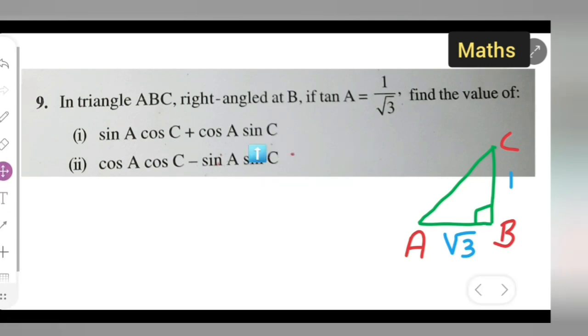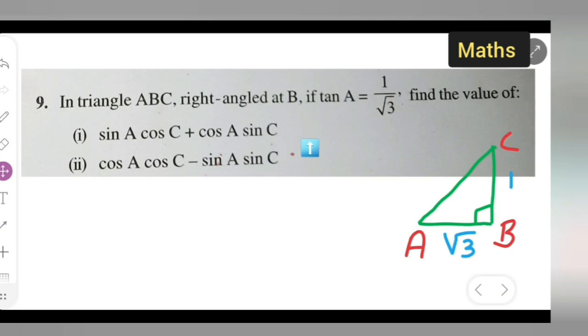So just take down this question. In triangle ABC, right angled at B. So here you can see a triangle ABC, it is right angled at B. If tan A is equal to 1 upon root 3, means what? It is opposite upon adjacent. So opposite of A is nothing but BC, that will be 1, and adjacent side will be root 3, that is AB. You need to find the value of sin A cos C plus cos A sin C.